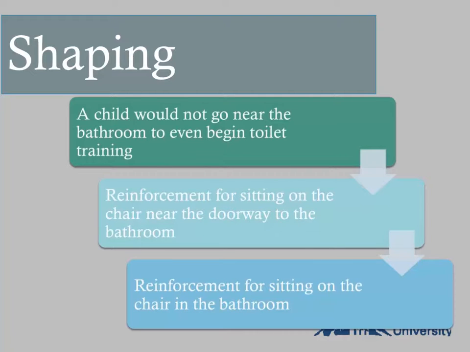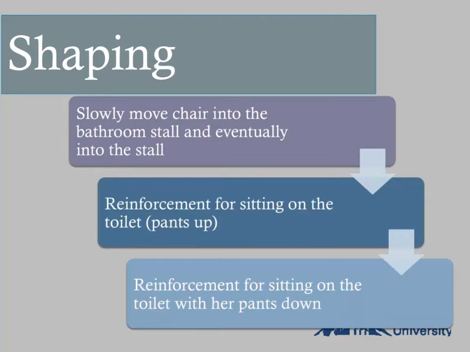toys. Initially, the girl receives reinforcers, water toys, for sitting in the chair near the doorway to the bathroom. For the next step, she will receive reinforcement for sitting in the chair inside the bathroom. The chair might then slowly be moved to the door of the bathroom stall and eventually into the stall. Next, the girl will receive her reinforcer for sitting on the toilet with her pants up. Finally, she receives the reinforcer for sitting on the toilet with her pants down, and toilet training could begin. This whole process might take approximately 2 weeks to accomplish.